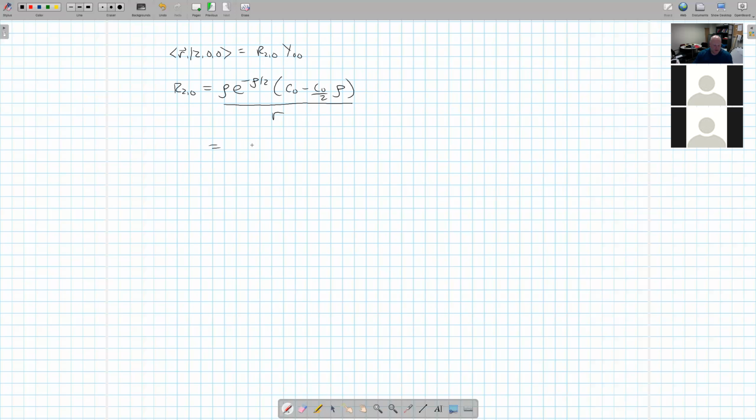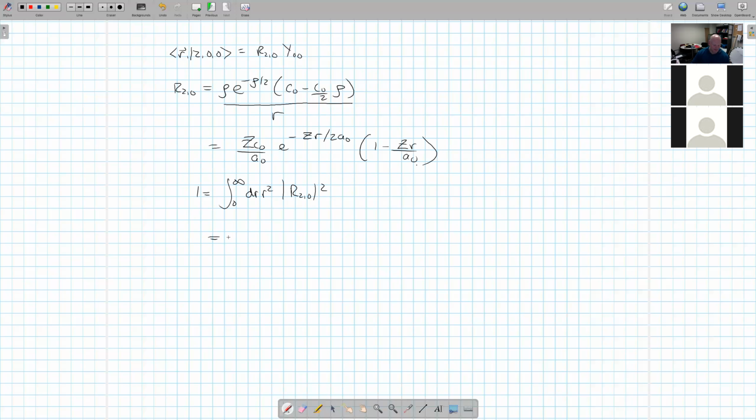So this thing is going to become equal to Z C0 divided by a0, e to the minus Zr divided by 2a0 times 1 minus Zr divided by a0. So this is our R20. Again, here we would have to normalize this to find what C0 is. So we want to take 1 equal to the integral from 0 to infinity, dr r squared of the modulus of R20 squared.